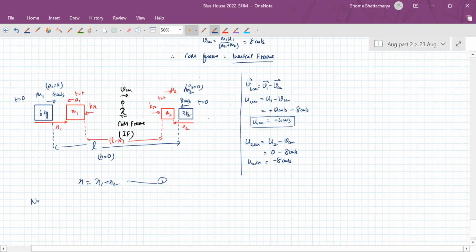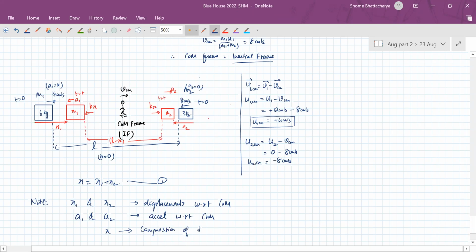So one thing you have to understand here is that x1 and x2 are displacements with respect to center of mass. Then again, a1 and a2 that I've shown at time t are their accelerations with respect to the center of mass frame. And x is the compression of the spring at time t in this situation. Okay. So what does the free body equation of each of them tell me?